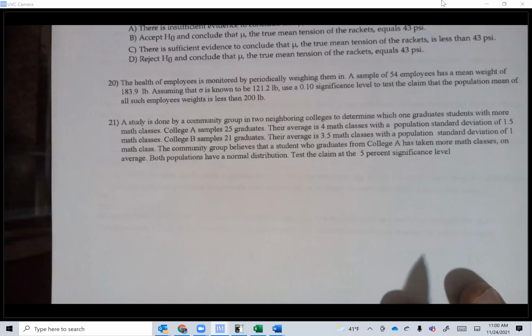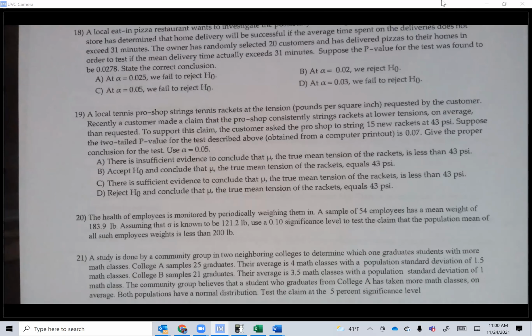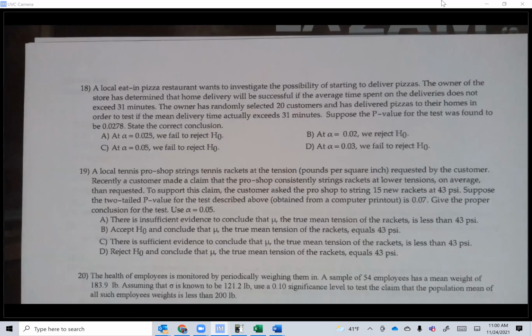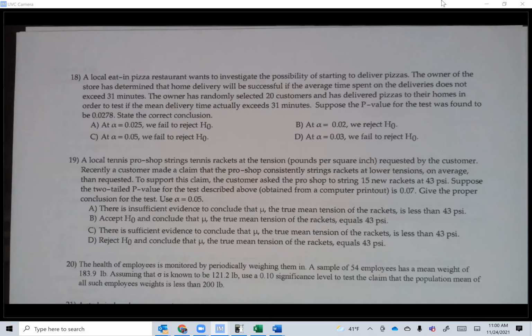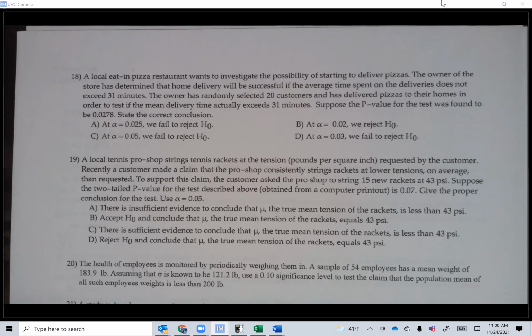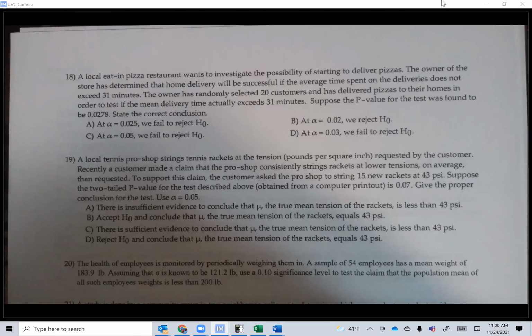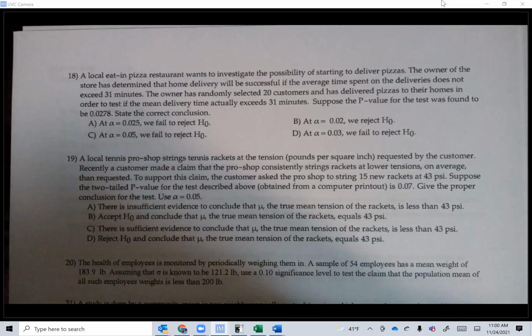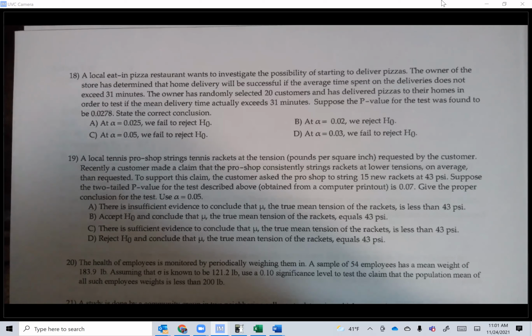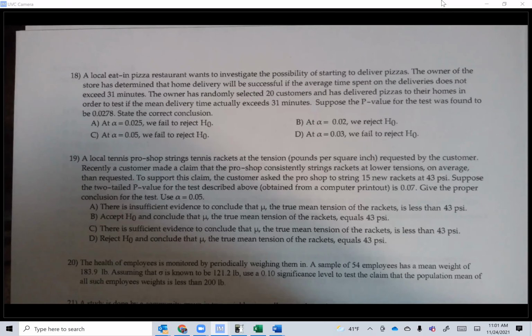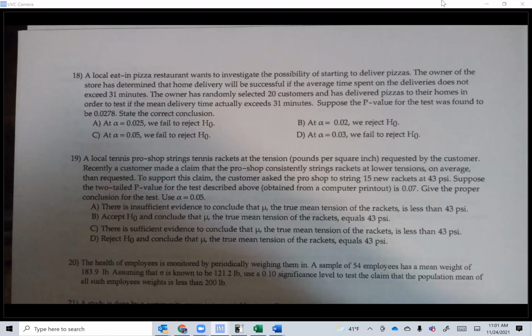Okay, we got 4 more questions, and that should be it. A local eat-in pizza restaurant wants to investigate the possibility of starting to deliver pizzas. The owner of the store has determined that home delivery will be successful if the average time spent on the delivery does not exceed 31 minutes. The owner randomly selected 20 customers and has delivered pizzas to their homes in order to test if the mean delivery time actually exceeds 31 minutes. Suppose that the p-value for the test was found to be 0.0278.